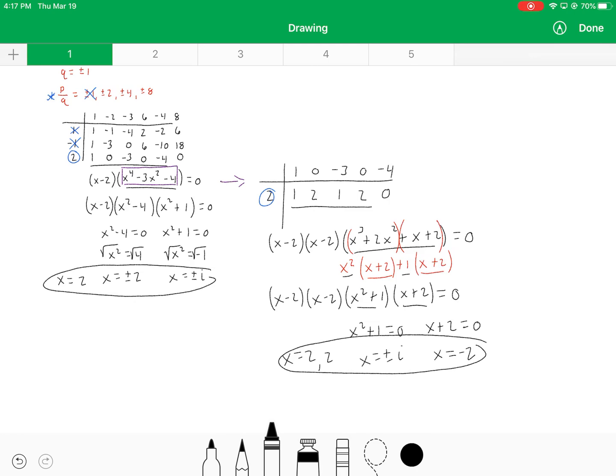Remember, this is your last technique for solving an equation for finding its zeros. You always want to try other factoring techniques first, if at all possible. So always be on the lookout for grouping to work or for quadratic form or sum and differences of cubes. All right.